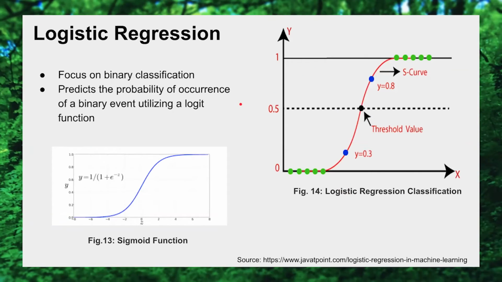Logistic regression is the name of the function used at the core of the method. The logistic function, also called the sigmoid function, is an S-shaped curve that can take any real value and map it into a value between 0 and 1, but never exactly at those limits.